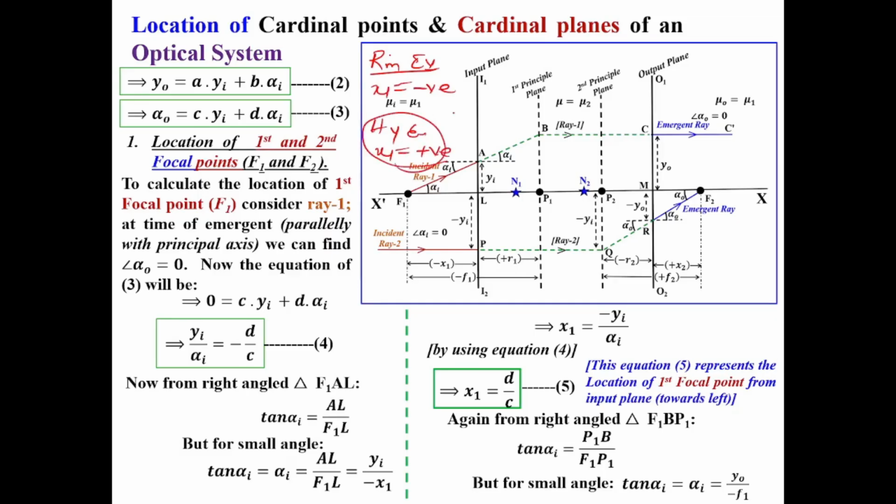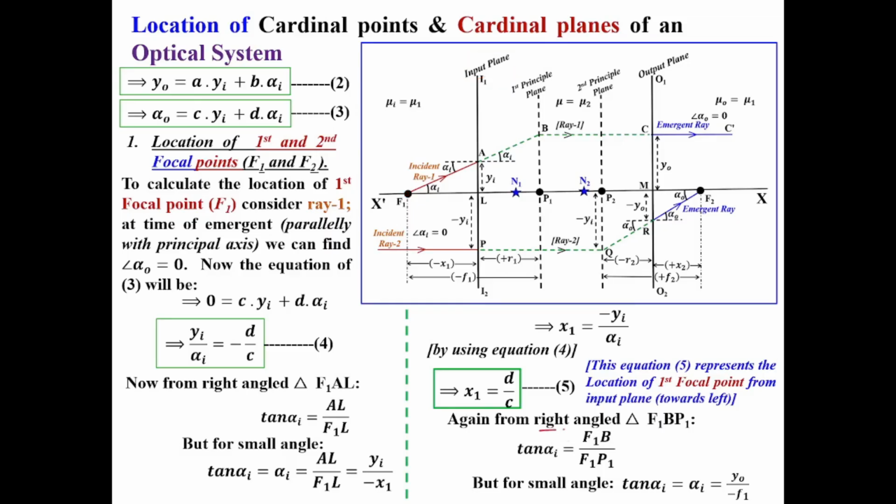It is interesting. So here x1 depends upon the D value and C value. This x1 may be positive, may be negative. But here I wrote in brackets towards left because in this particular figure f1 is situated left of this input plane. Keep these things in your mind, which is most important.